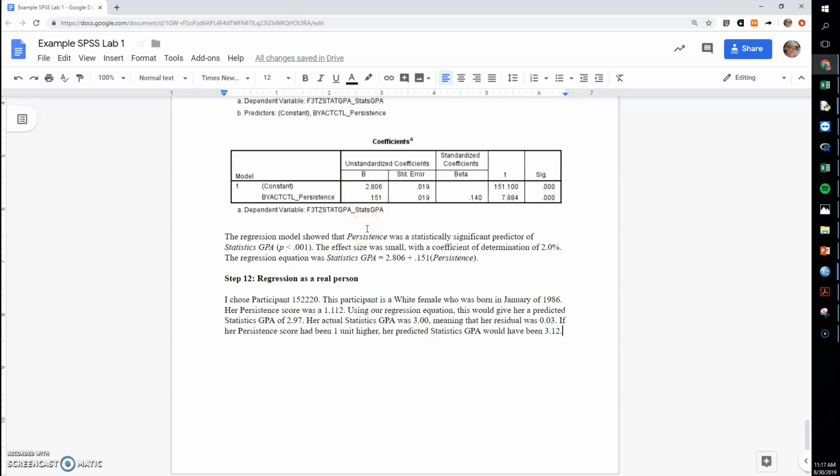So the slope is how much the predicted Y is changing, either going up or down, depending on the values of this persistence variable. For every 1 unit increase in this persistence, or whatever this X variable is, we would predict this much increase in the Y.